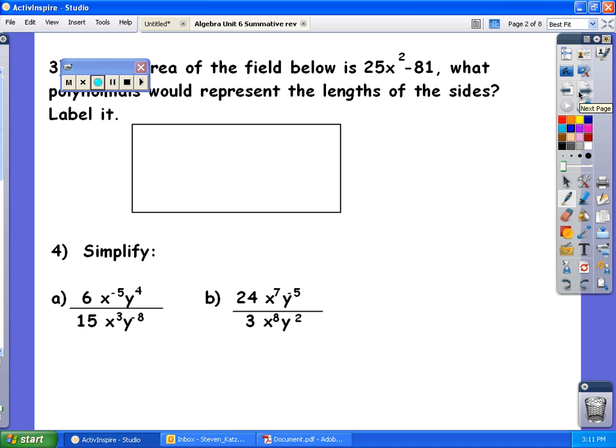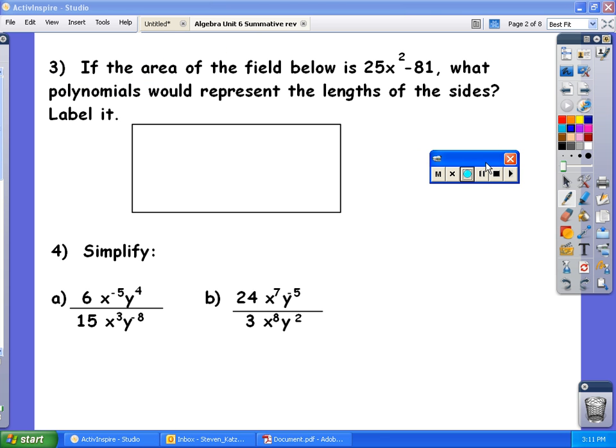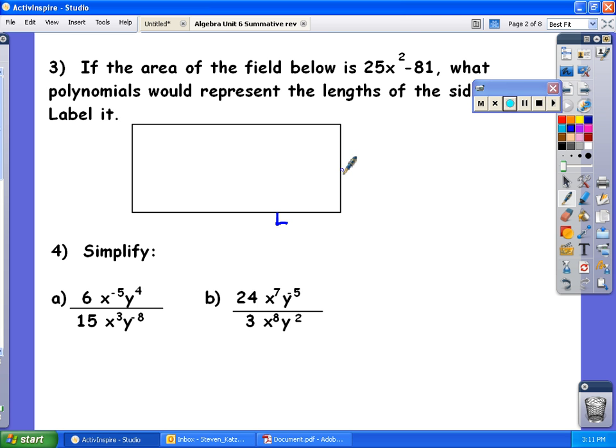these problems right here. So it says if the area of the field below is 25x squared minus 81, what polynomials would represent the lengths of the sides? So to find out, remember area is length times width. So if I turn this into a multiplication problem, that would be the length times the width.